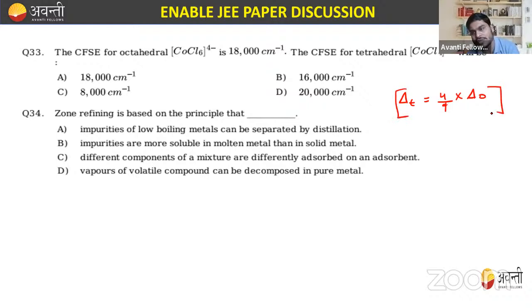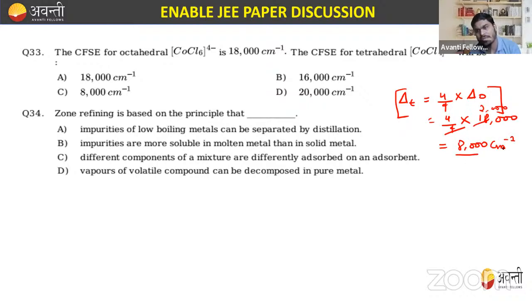That means the splitting in tetrahedral is very, very minimum as compared to the splitting in octahedral, right? This is the relationship between these two. So just use this simple formula and calculate, because we know this is 4 by 9, and delta O, the splitting in octahedral, is already provided. How much? 18,000. So just put it here, 18,000. So what is the value? 9 twos are 18, so 2 for the 8,000. So 8,000 is the correct answer, right?